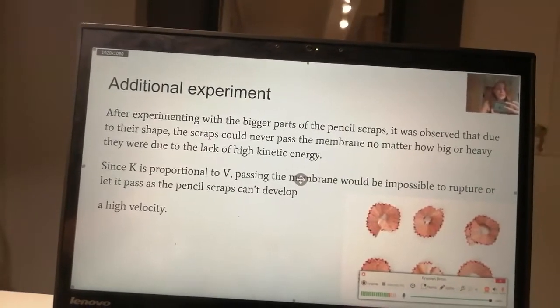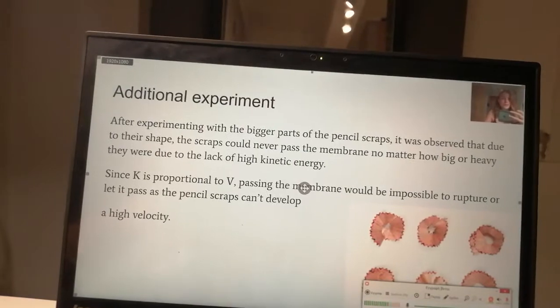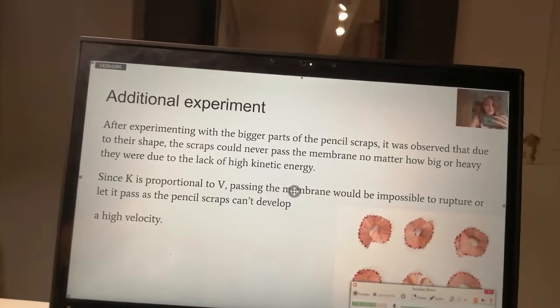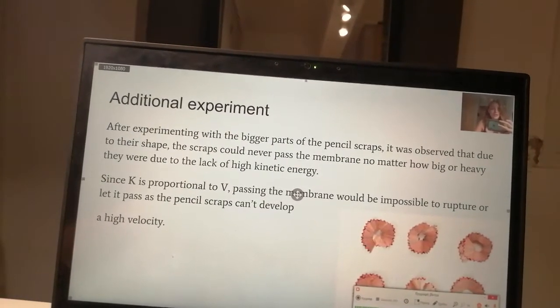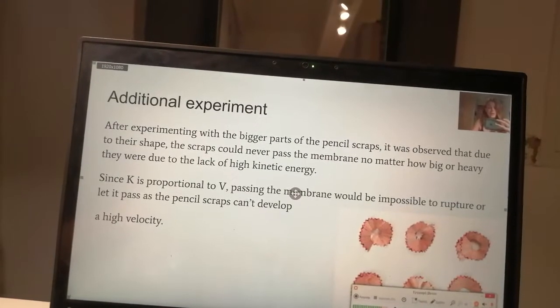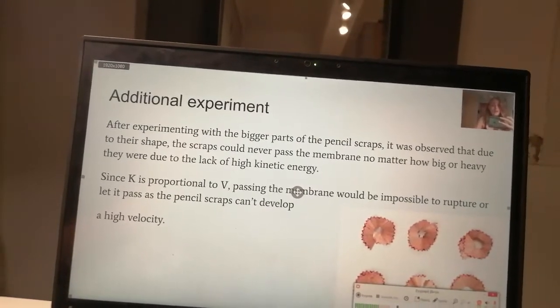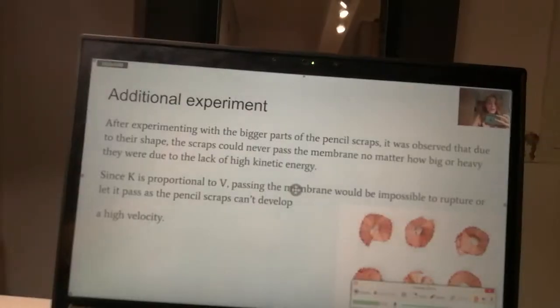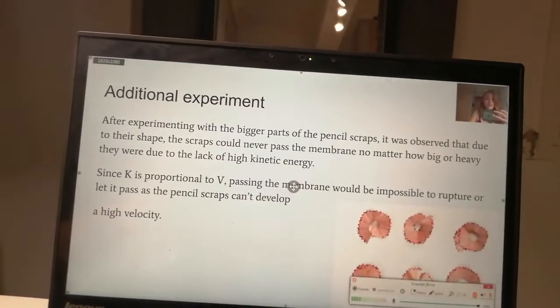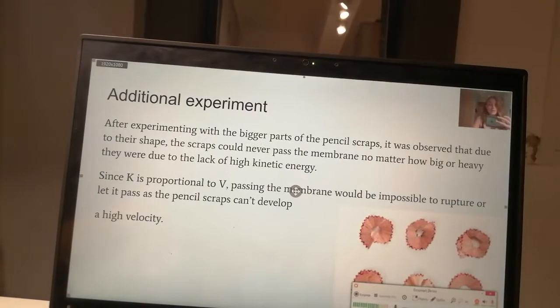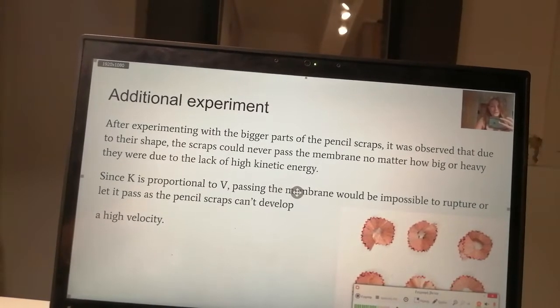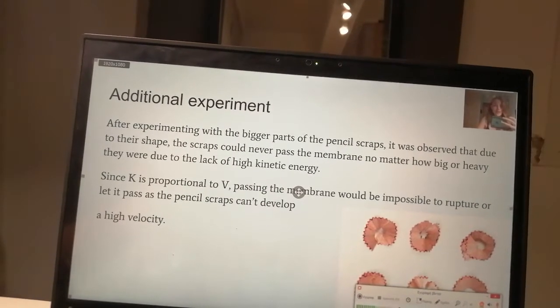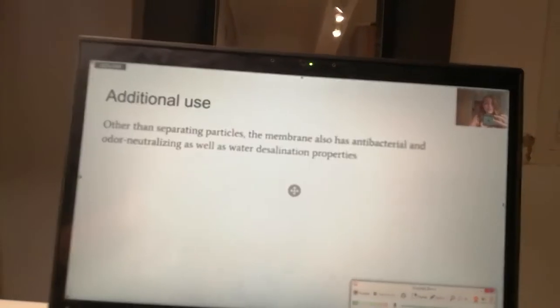We also conducted an additional experiment. After experimenting with the bigger parts of the pencil scraps, it was observed that due to their shape, the scraps would never pass the membrane no matter how big or heavy they were, due to the lack of high kinetic energy. Since the kinetic energy is proportional to velocity, passing the membrane would be impossible, as the pencil scraps can't develop such a high velocity to rupture it or pass through.